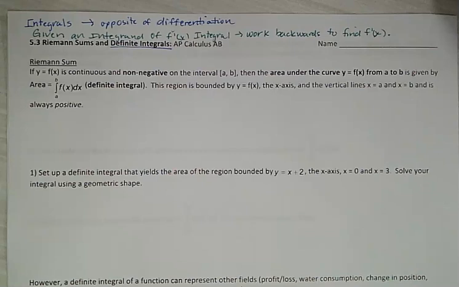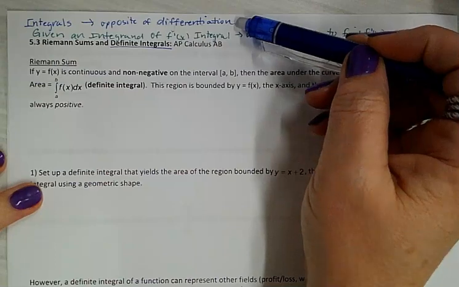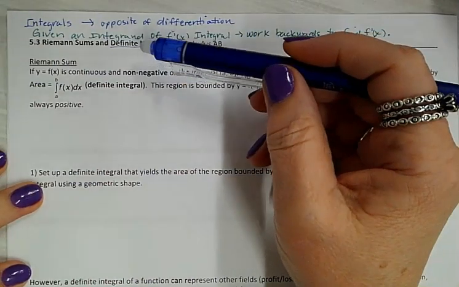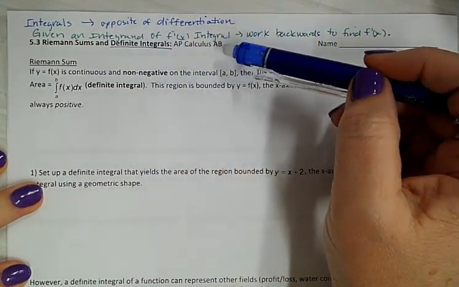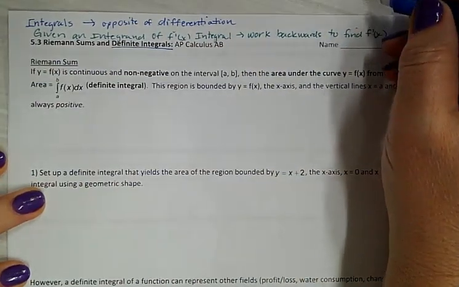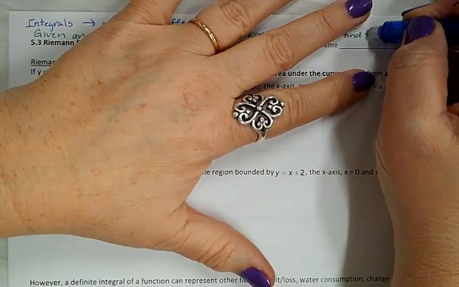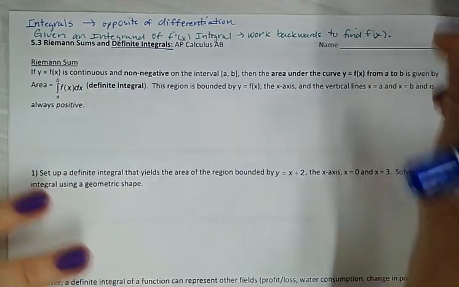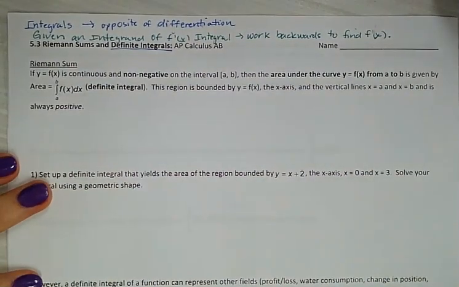Okay, so we have started our next big unit, which is integration. As we look at integrals, remember they are just the opposite of differentiation. If we're given an integrand of f prime of x, then we're going to work backwards to find what f of x was. So this is going backwards from what we studied in the last unit.